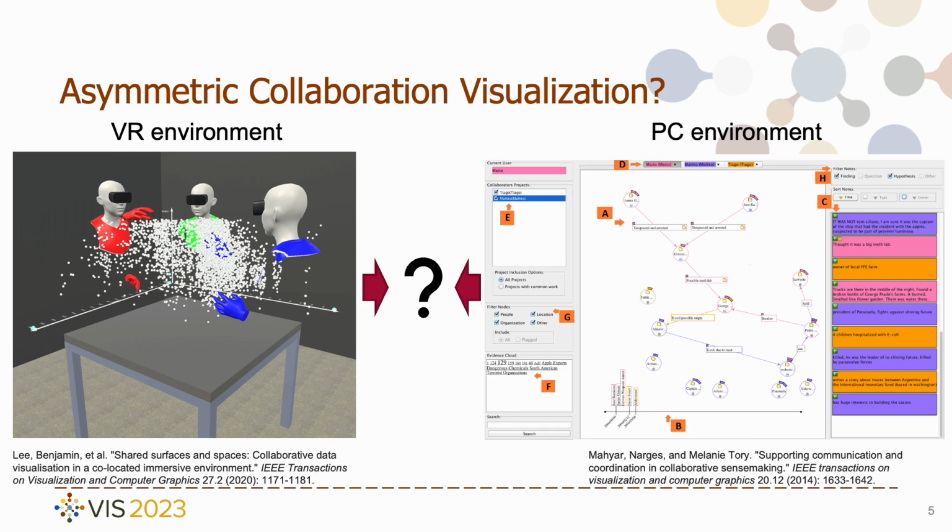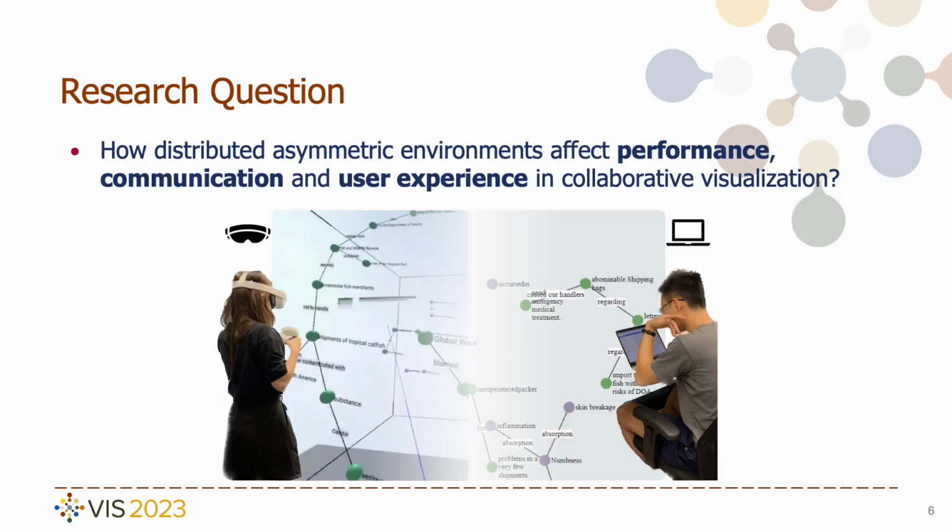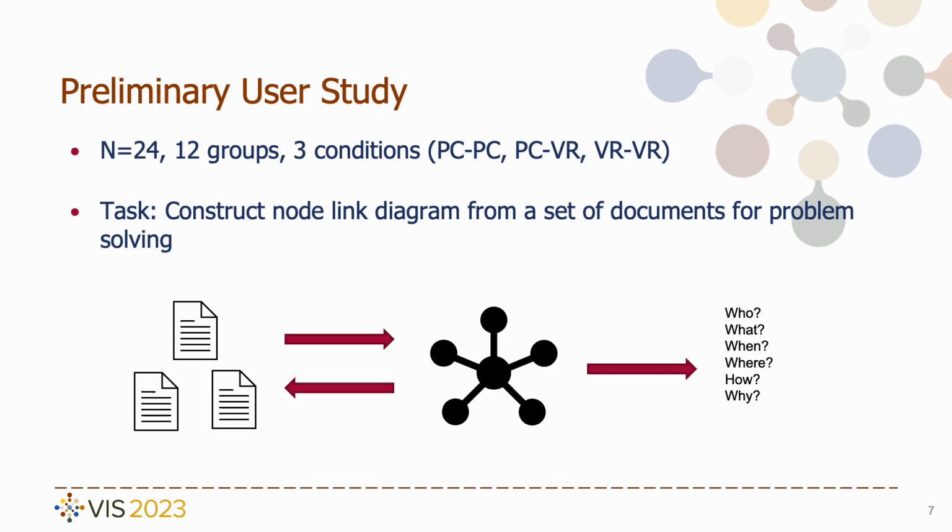However, only a handful of works investigate asymmetric collaboration with data visualization. We lack an empirical understanding of people's asymmetric collaboration experiences of using visualization for problem solving remotely. Therefore, we want to know how distributed asymmetric environments affect performance, communication, and user experience in collaborative visualization.